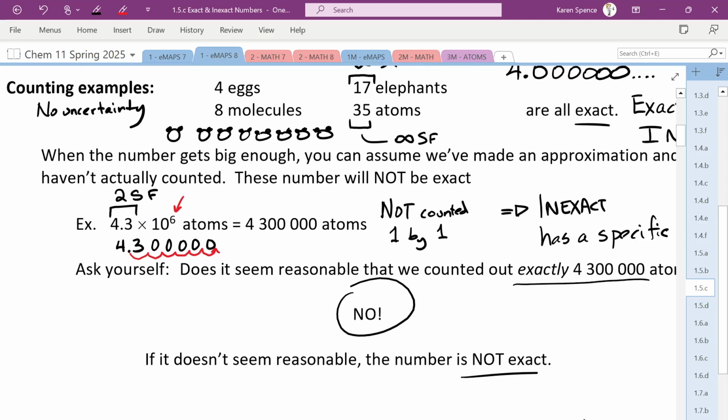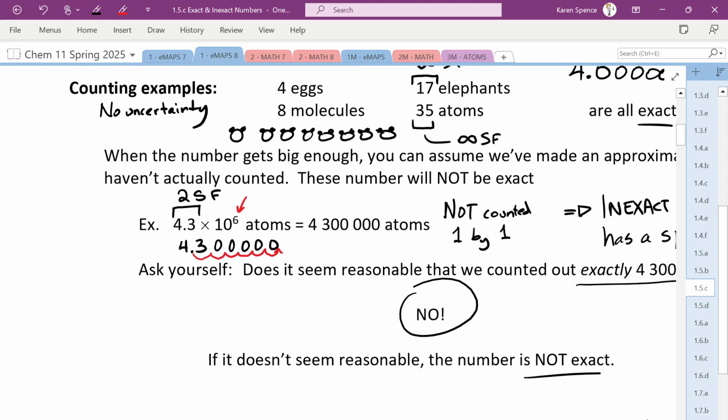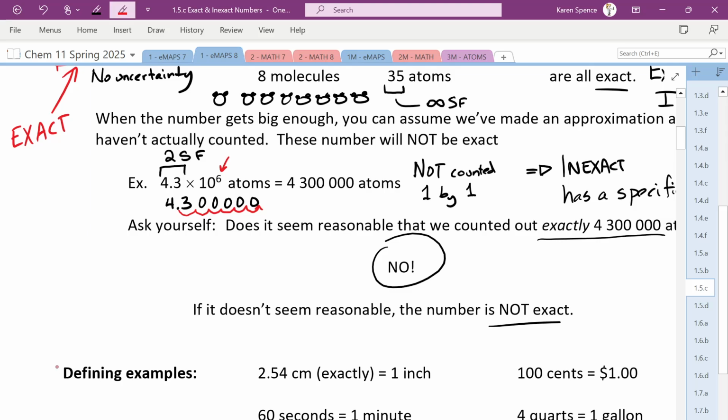All right. So one way that something can be exact is if we count it. So if we count it, it is exact. Another way it can be exact is if we define it. So if we define two things as being equal to each other, then those numbers will also be exact. And if they are exact, then they have infinite sig figs. So let's look at a few examples of things that are defined.